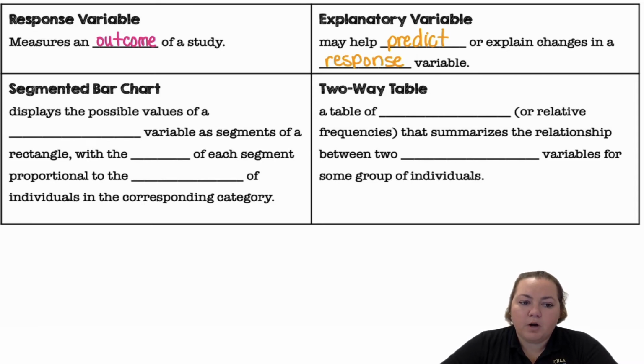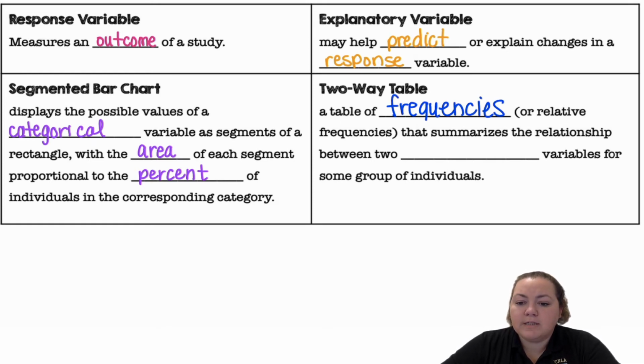The segmented bar graph or bar chart displays the possible values of a categorical variable as segments of a rectangle, with the area of each segment proportional to the percent of the individuals in the corresponding category. A two-way table is a table of frequencies or relative frequencies. So remember, frequencies are counts, relative frequencies are percentages, that summarize the relationship between two categorical variables for some group of individuals.